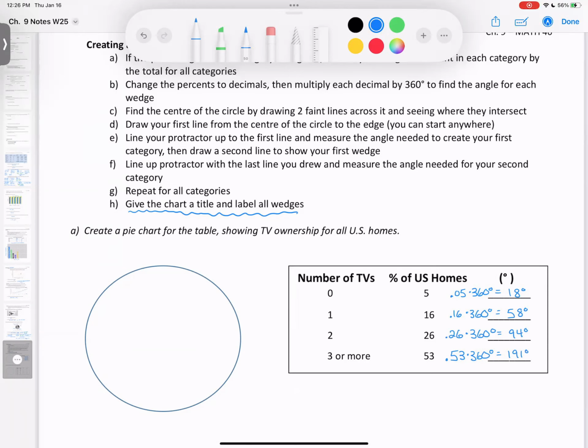Okay, next step is to find the center of the circle. The way I do that is I grab a ruler and I find the widest line in our circle. I've got a circle here that's almost 7 centimeters, and so I'm going to draw a line. Now this should be a faint line. So here's my first one. And then just do the same thing somewhere else. So try to find the widest point of the circle somewhere here. Okay, and then that will give you the center of the circle.